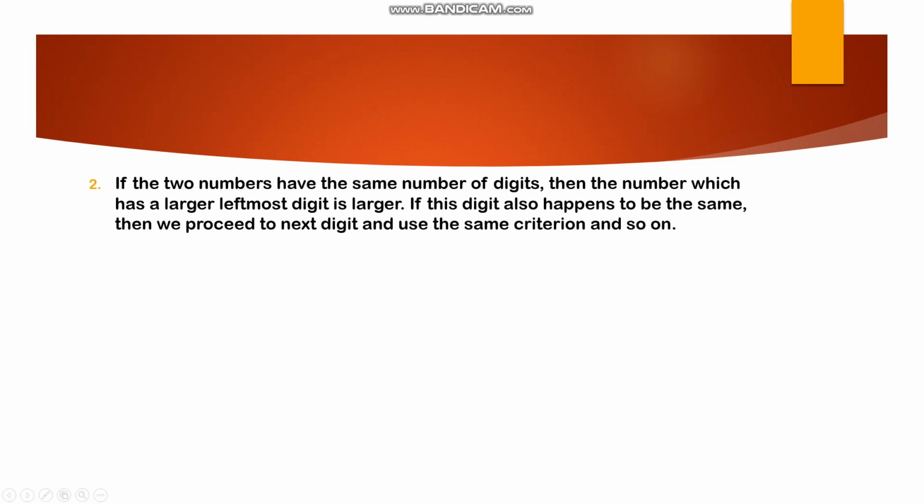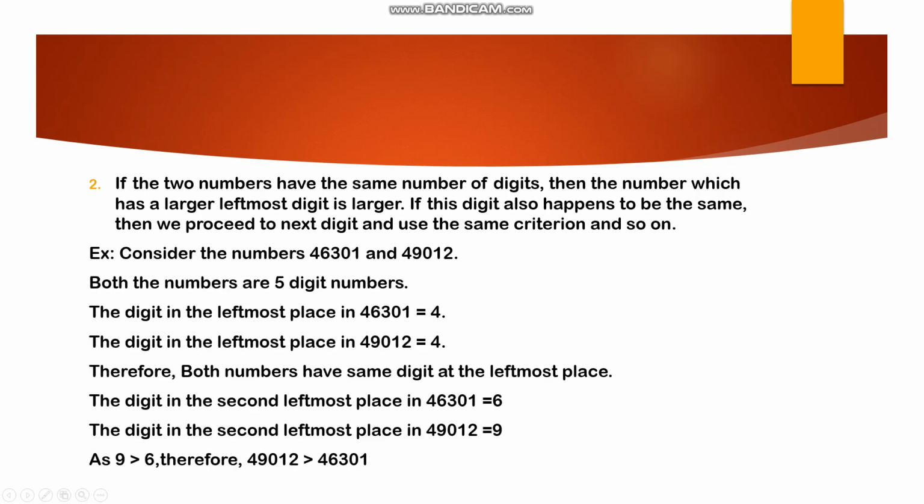Got it? And if these digits also happen to be the same, then we proceed to the next digit, that is, the second leftmost digit. Then we will compare those digits of both numbers and we will write the answer. Suppose that is also the same, then you can move to the third leftmost place, and then do the comparison. Got it, children? All right. So I will show you this by using some examples.